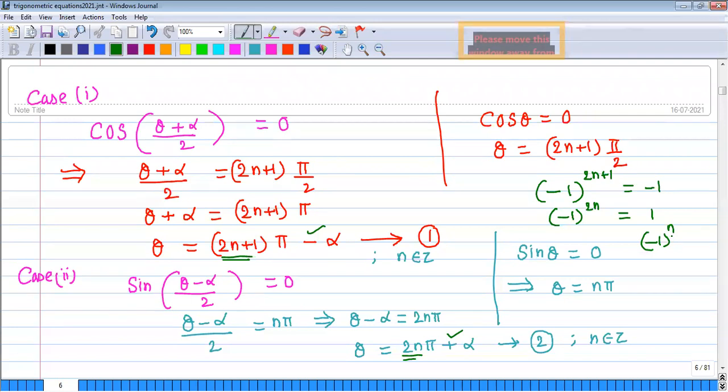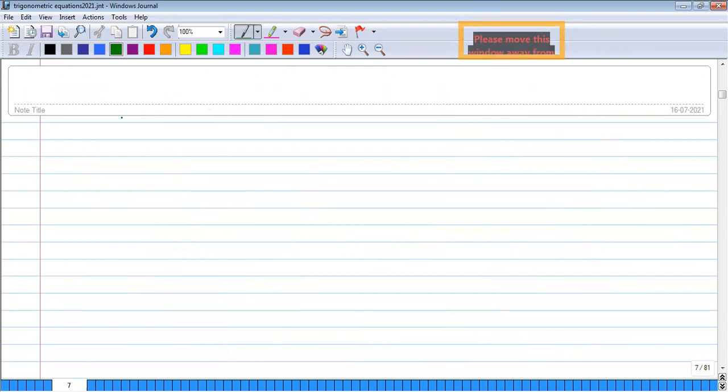Write down minus 1 to the power of n. If n is odd, you will be getting negative. If n is even, you will be getting positive. So if we put n instead of 2n plus 1, n may be even or odd, we do not know, and we write minus 1 to the power of n. Obviously, if n is odd, it becomes negative. If n is even, it becomes positive. So from 1 and 2, write down.